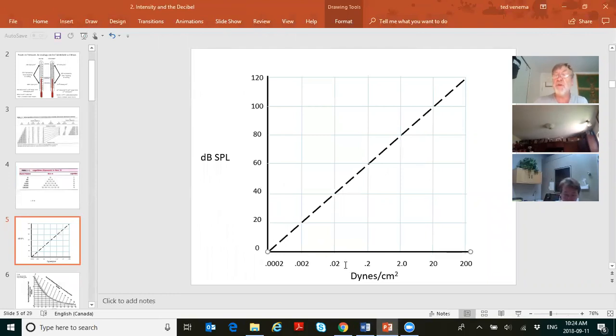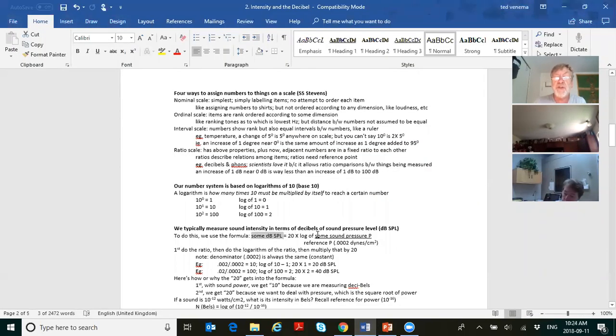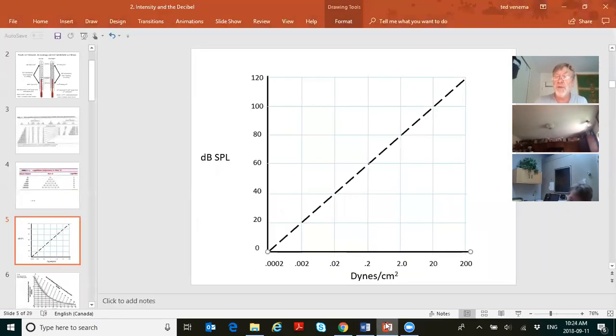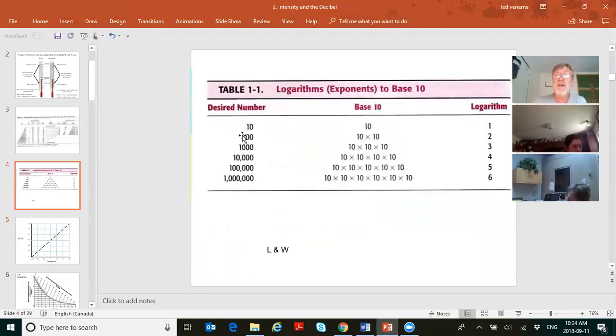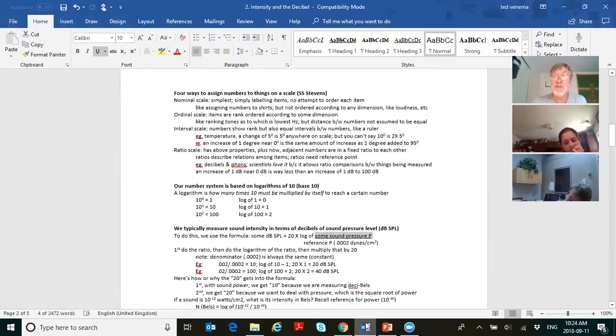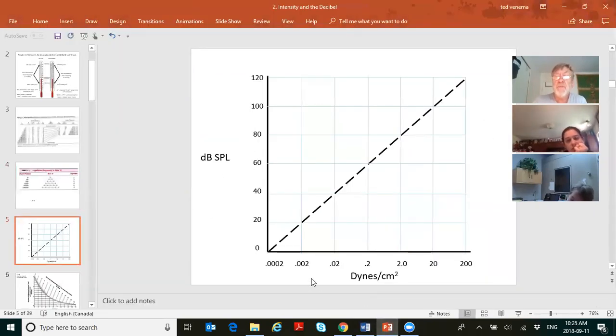Okay, let's do 0.02. Let's put 0.02 as the top number here. So if you make that 0.02 divided by 0.0002, what will you get? You're going to get 100. And what's the logarithm of 100? Here, on this page. 2. How many times did 10 have to be multiplied by 10 to equal 100? Twice. 10 times 10. Okay, now do the third part of the formula. What's 20 times 2? Because the logarithm of 100 was 2. So 20 times 2 is 40. So what was the dBSPL of this pressure?